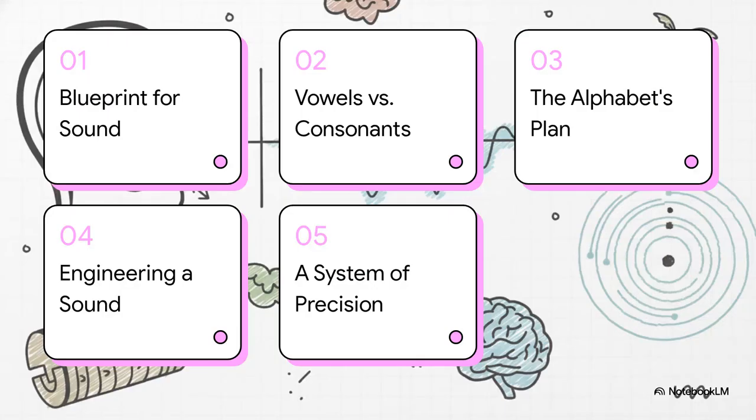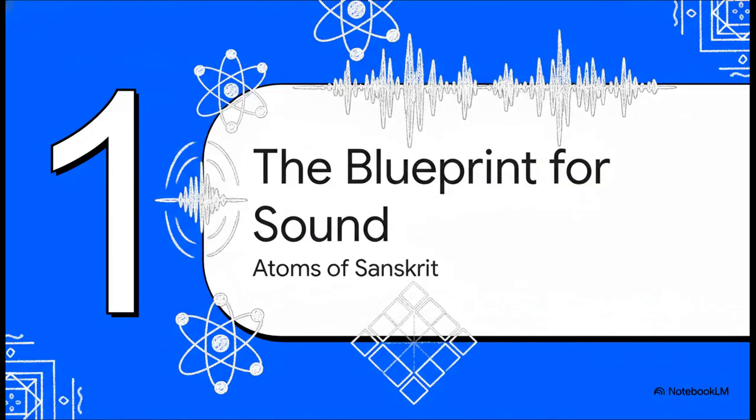So here's how we're going to break it down. First, the basic blueprint for sound. Then we'll look at vowels versus consonants. After that, we'll uncover the alphabet's master plan. Then we'll get into the real nitty-gritty, the engineering of a sound. And finally, we'll see how this whole thing comes together as a system of pure precision. All right, let's jump right in. Section 1, the blueprint for sound.